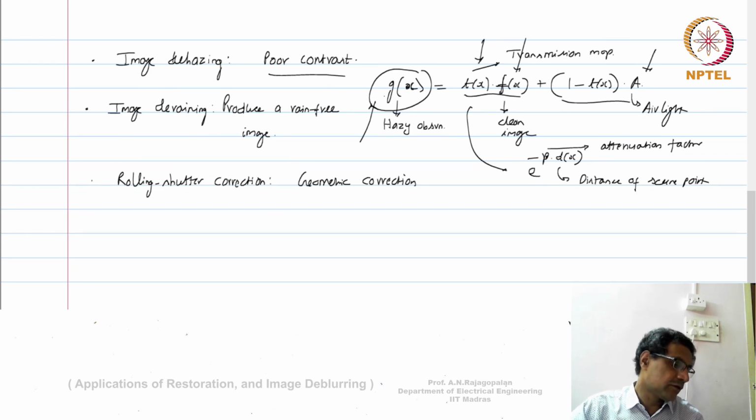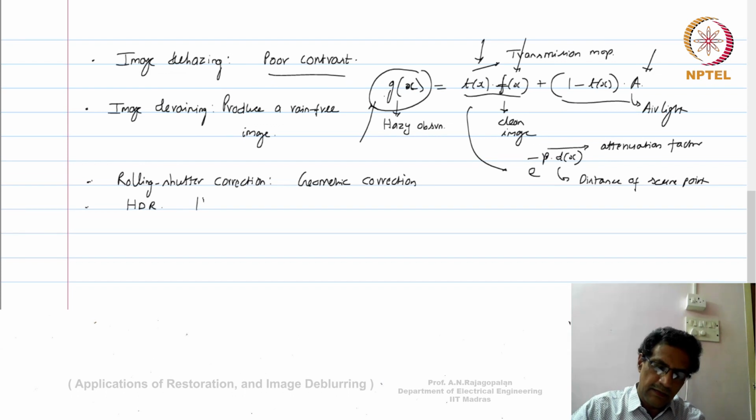Then I can also tell you some more. Well, I told you about super resolution, descaling, and so on. Rolling shutter, and then you have high dynamic range imaging and so on. There are so many of them.